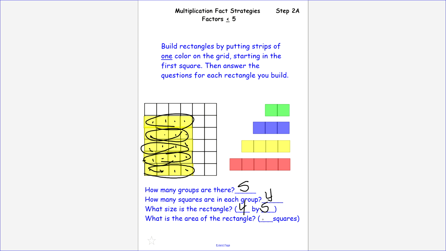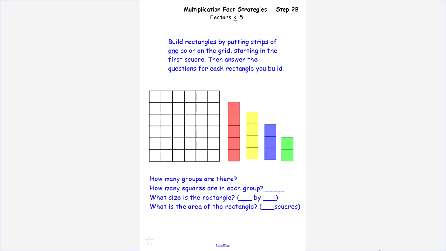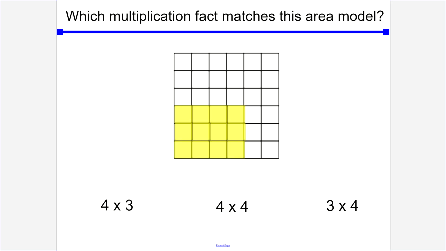The area of this rectangle is 20 square units, so I now know that 4 times 5 equals 20, and also 5 times 4 equals 20. We now know 2 more benchmark facts. Let's go ahead and look at a couple of area models together.